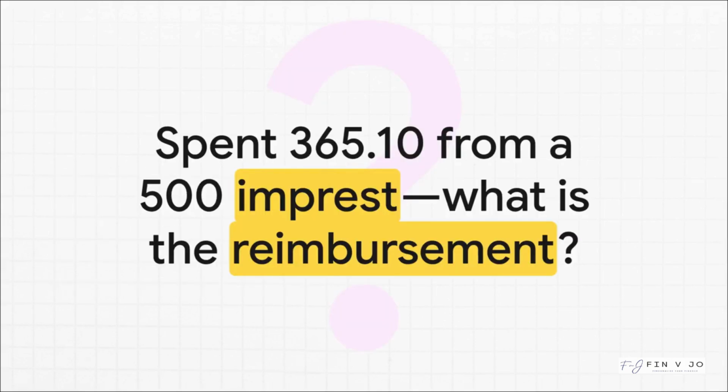Let's leave you with one final provocative thought to test everything we've covered. If a company's petty cash impressed amount is 500 rupees and exactly 365 rupees and 10 paise is spent, how much is recorded as the reimbursement to start the new week? Well, based on the rule we just learned, it's exactly what was spent: 365 rupees and 10 paise. Keep these rules in mind, and you are going to absolutely crush your exam.